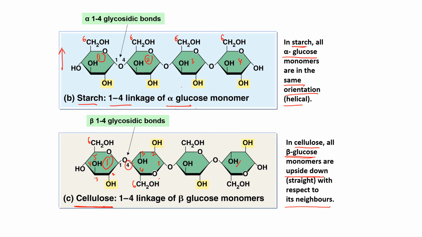As you can see, carbon number 6 of the first glucose is placed upward, but the second glucose is at the bottom. Number 6 up, number 6 at the bottom. So the beta glucose are arranged upside down with respect to their neighbor: the first glucose upright, the second upside down, upright, upside down, like that. But the bond is still between carbon number 1 and carbon number 4. The bond is called beta 1,4-glycosidic linkage for cellulose.